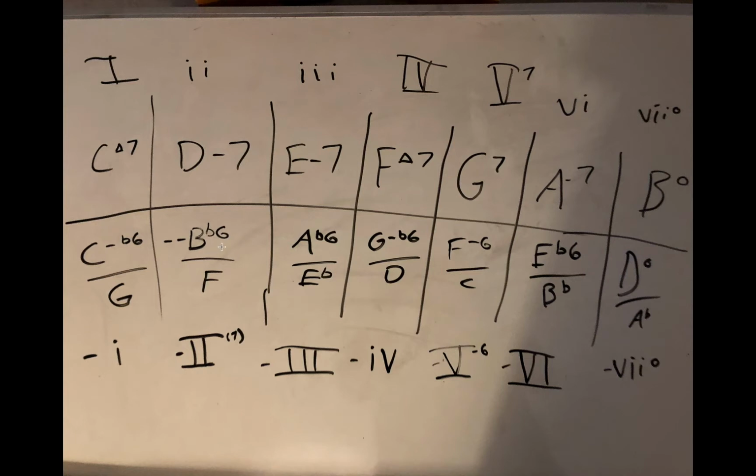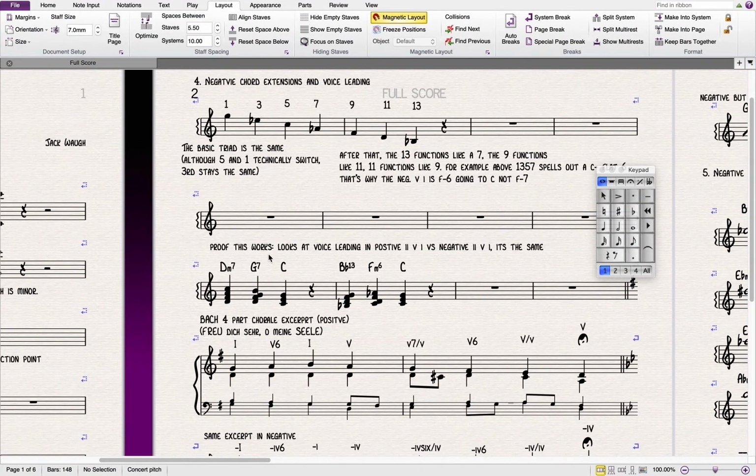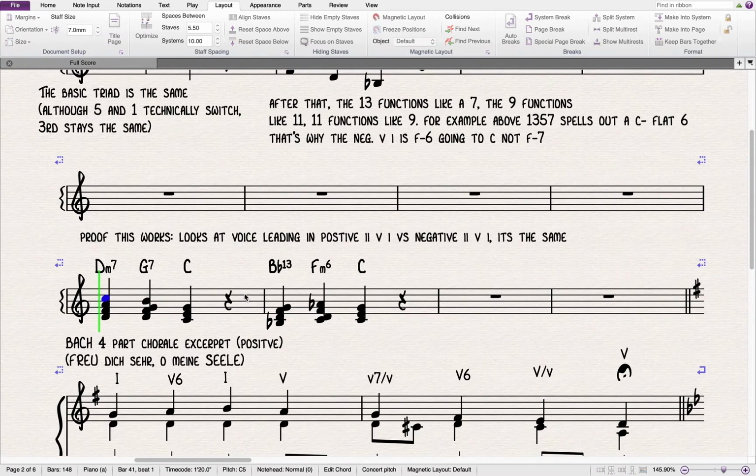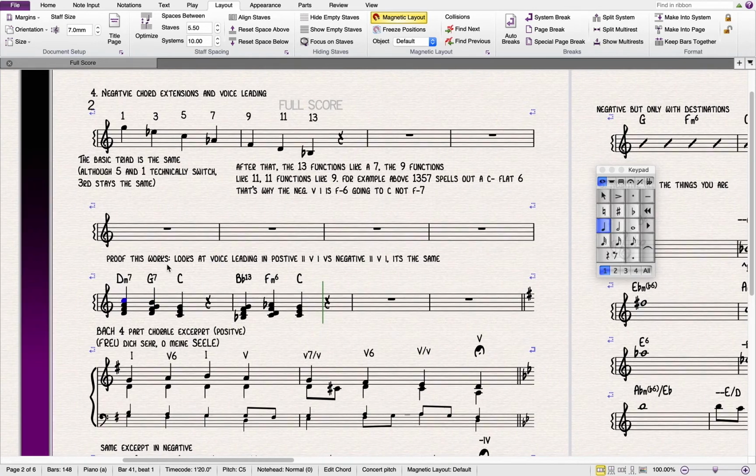If you do add that dominant 7th, it's going to feel the way a positive D minor 13 would feel. And by the way, it's worth noting, the proof for all this is in the voice leading. So if you look at a 2-5-1, I just did this little thing here. The minor voice leading is exactly the same. It's identical. So that's how you know that it's valid that the 13 is functioning like the 7.